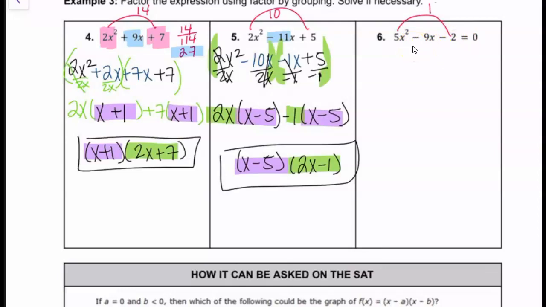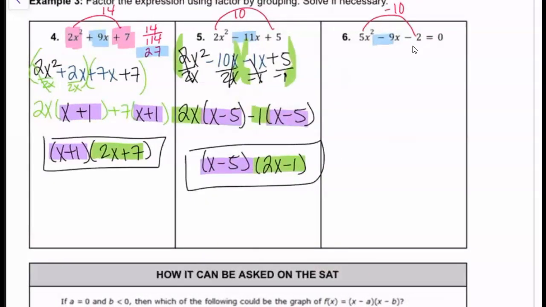So this is still going to be 10, except this time, 5 times negative 2 is going to give me negative 10 that I need to multiply to. And this time I need to add to be a negative 9. So I have a couple of options. I have 1 and 10, 2 and 5. Those are all my factors. If I add this, I get 11. If I subtract it, I get 9, which is what I want. Add this, it's 7. Subtract is 3, so it's definitely not 2 and 5.